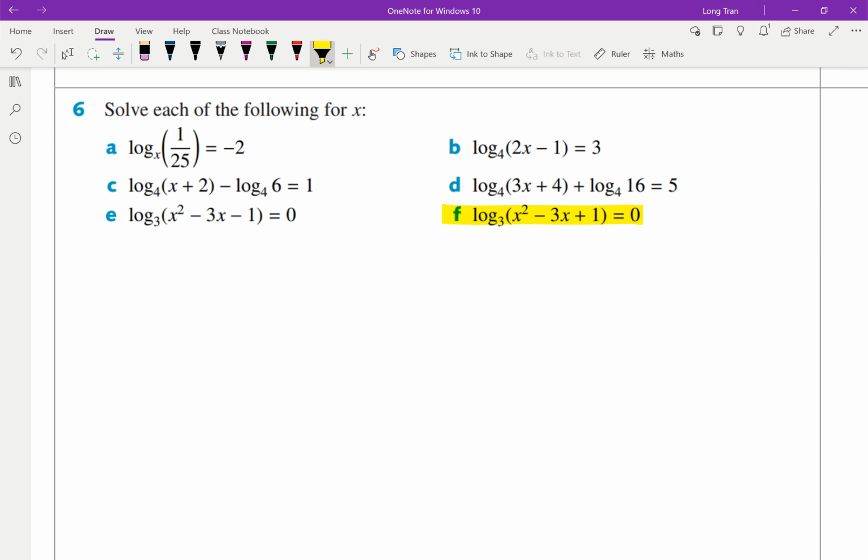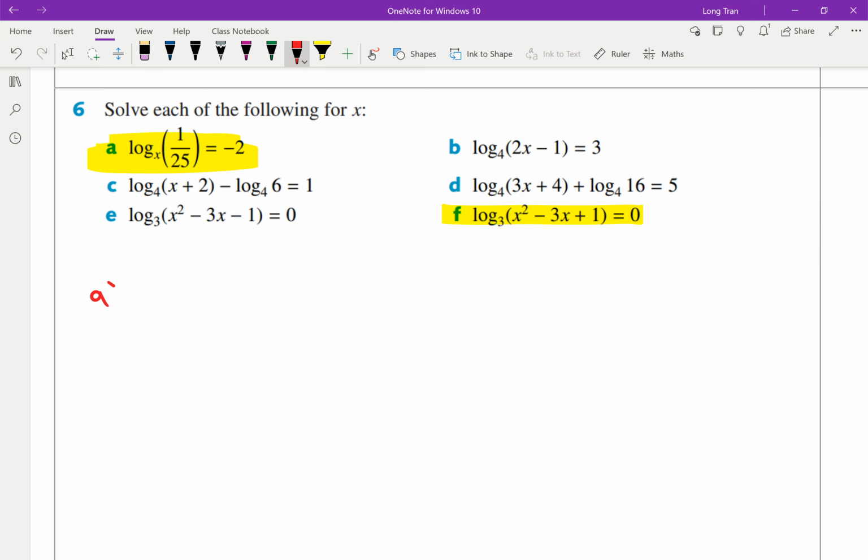And they all look pretty straightforward. Yeah, I don't know what to do. Maybe I'll do A just because there's a fraction. All right, here we go.